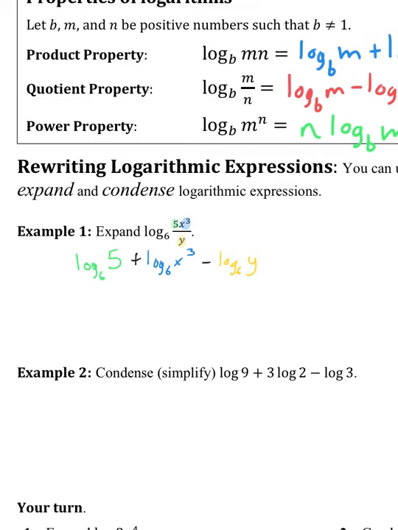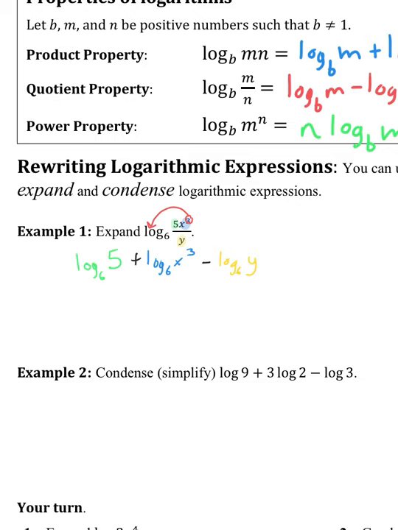And whenever we're expanding, we want to do that first. Some people see the exponent, the 3 here, and want to drop that out in front. But what that would do is that would have 3 times log base 6 of 5, which is not true. 5 is not being raised to the third power. Y is not being raised to the third power. So we want to wait and do that part second.